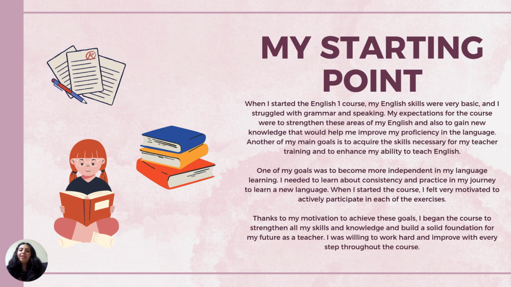My starting point. When I started the English 1 course, my English skills were very basic and I struggled with grammar and speaking. My expectations for the course were to strengthen these areas of my English and also to gain new knowledge that could help me improve my proficiency in the language. Another of my main goals is to acquire the skills necessary for my teacher training and to enhance my ability to teach English. One of my goals was to become more independent in language learning. I needed to learn about consistency and practice in my journey to learn a new language.